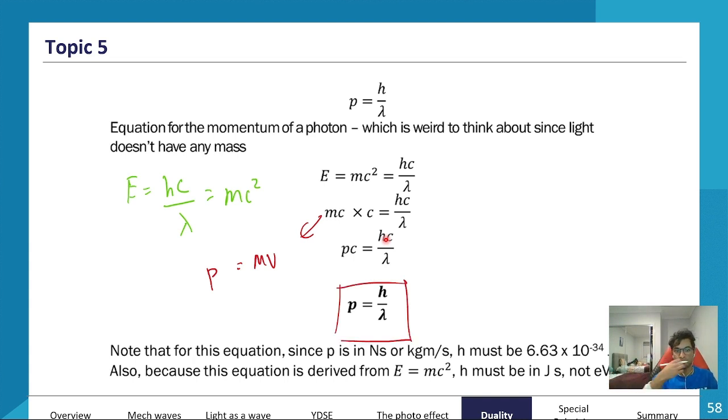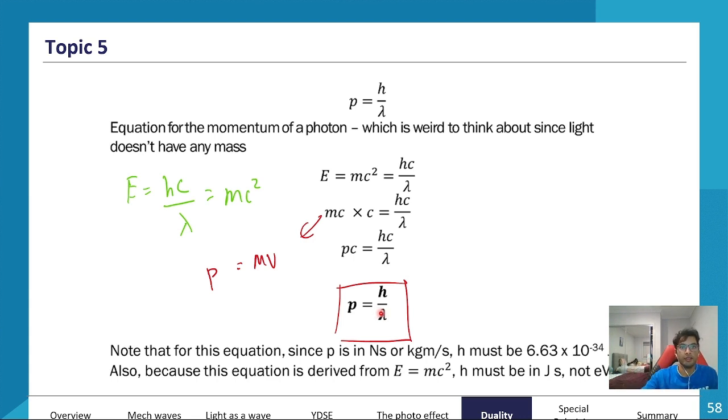What this tells us is that light actually has momentum. We have some wavelength of light, and that wavelength of light has momentum, which kind of doesn't make sense because light is by definition a massless object. How does that massless object have momentum? That's pretty crazy to think about. But here's where things get even crazier.